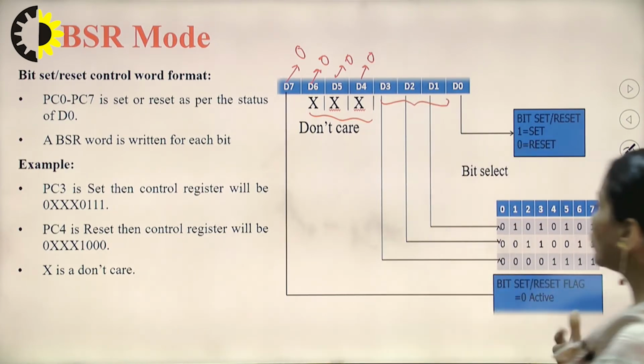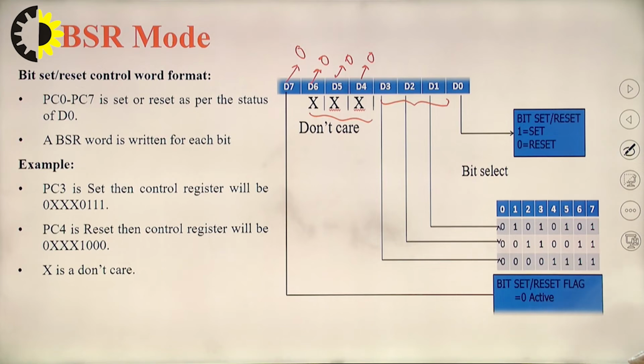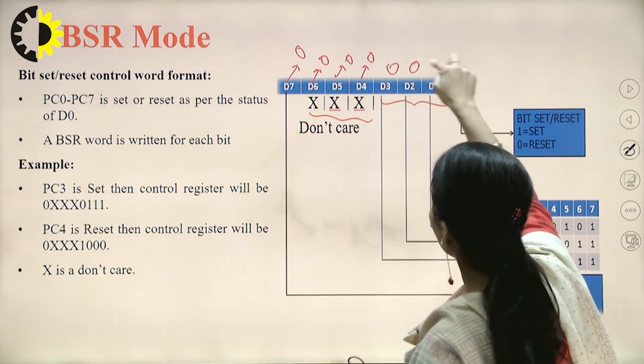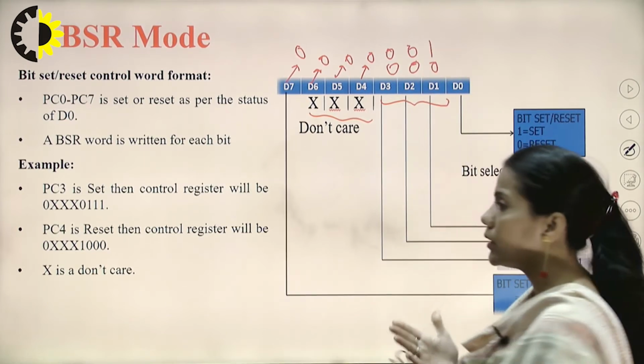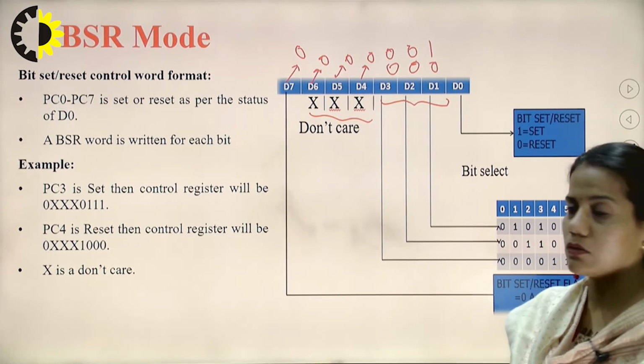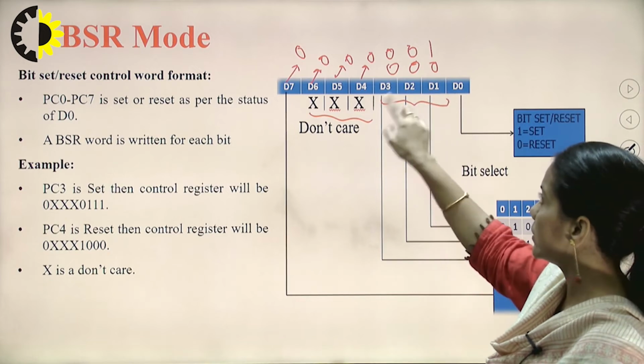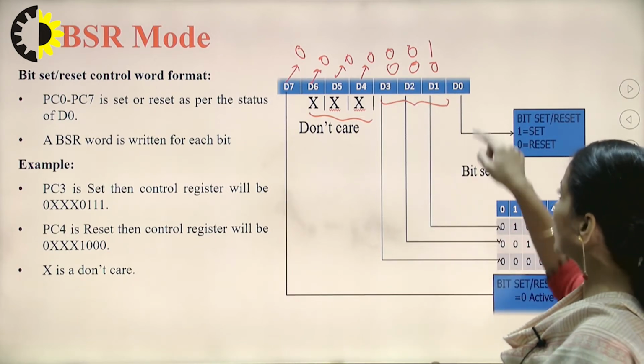So if we want to configure bit number 0, then we have to give 0, 0, 0. If we want to configure bit number 1, then we have to give 0, 0, 1. So in this way all the 8 bits can be selected by these 3 combinations.